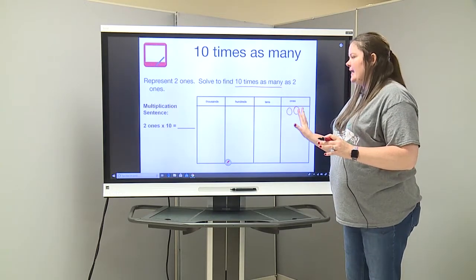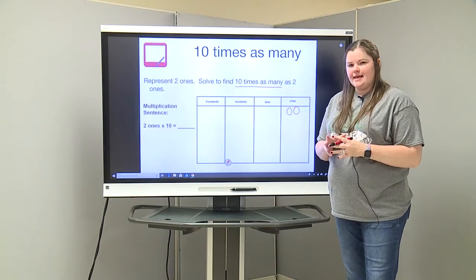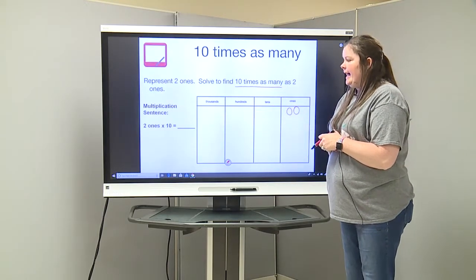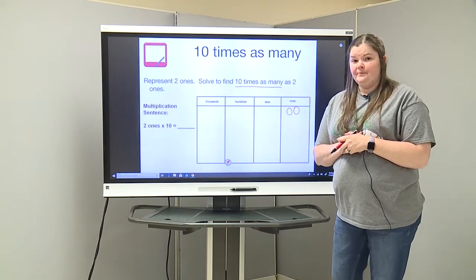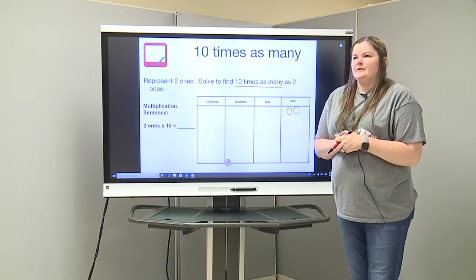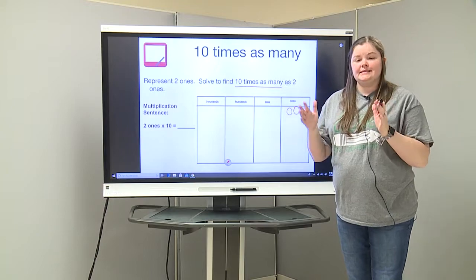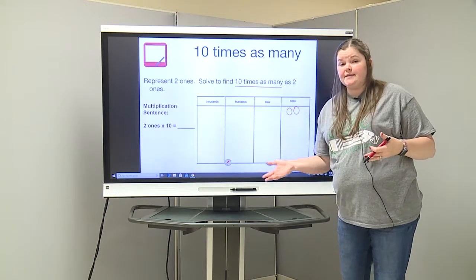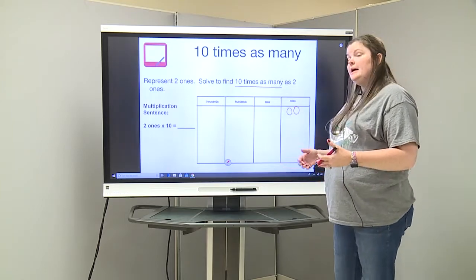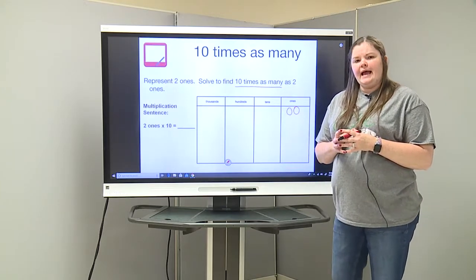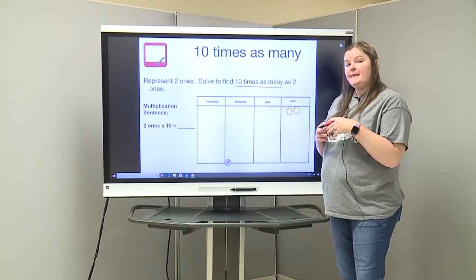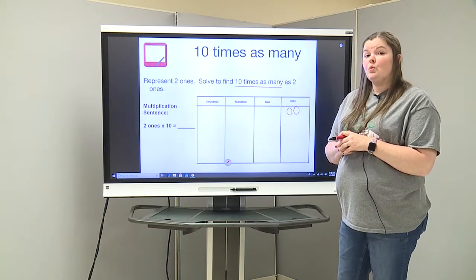So before we do anything on the place value chart, let's think about that multiplication sentence. And I have it written over here as well. I have 2 ones times 10. So let's think about, what is 2 times 10? So if you think about your 10 fact families or counting or skip counting by 10s or even by 2s, what would you come up with if you had 10 times 2? Okay, so 10 times 2 is going to give me 20.